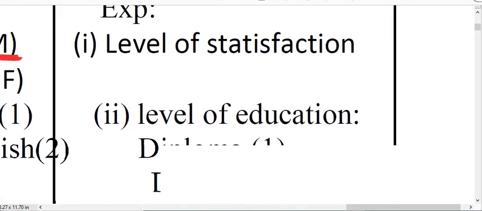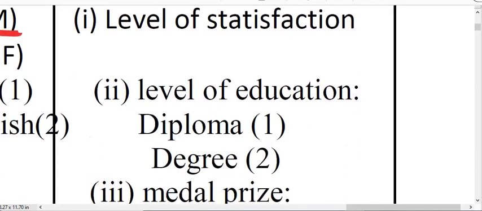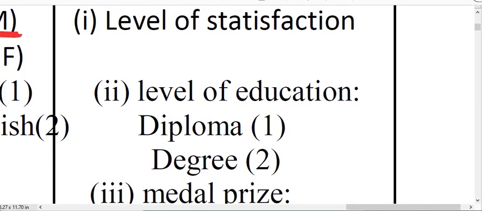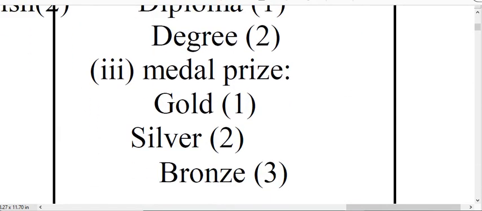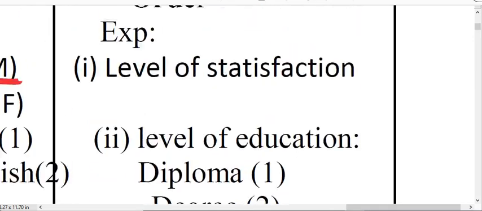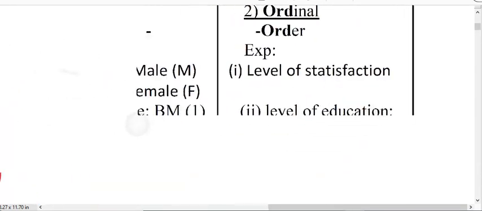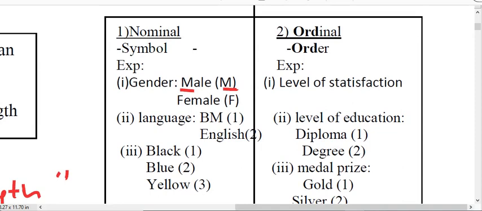What else? Level of education. You can have 1 for diploma, 2 for degree, 3 for master's degree, and so on. Medal prize, this one should not be a problem: 1 for gold, 2 for silver, 3 for bronze, and so on. You need to follow the order. So don't be confused between these two. Nominal is about symbol. Ordinal is about order. Just simple like that.